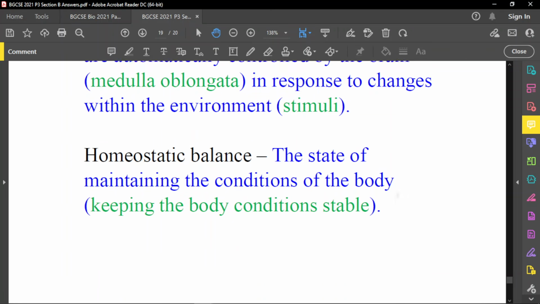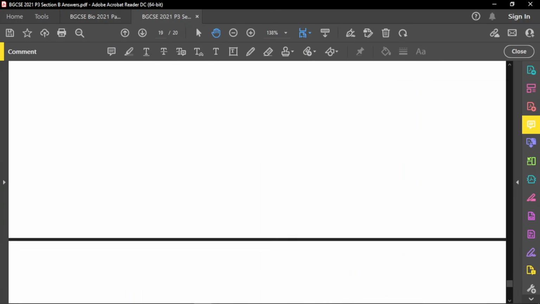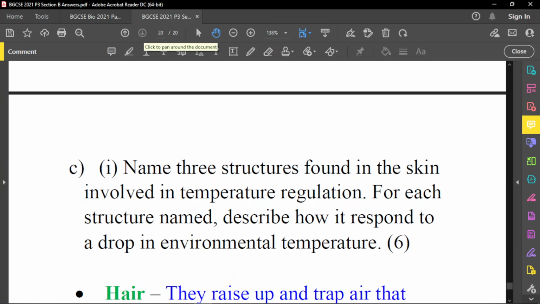All right. Now, homeostatic balance simply means the state of maintaining the conditions of the body, keeping the body conditions stable. That's what it means. To keep the body conditions stable. All right, and that comes from the word homeostasis. Just point it out.